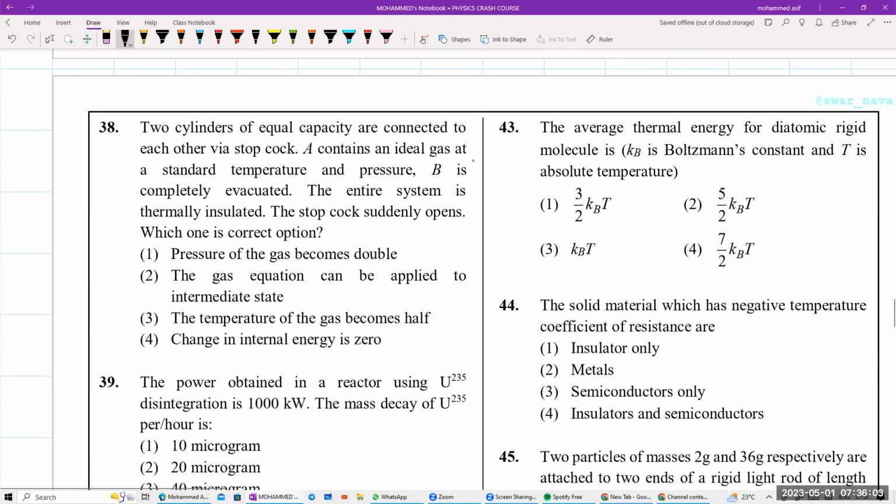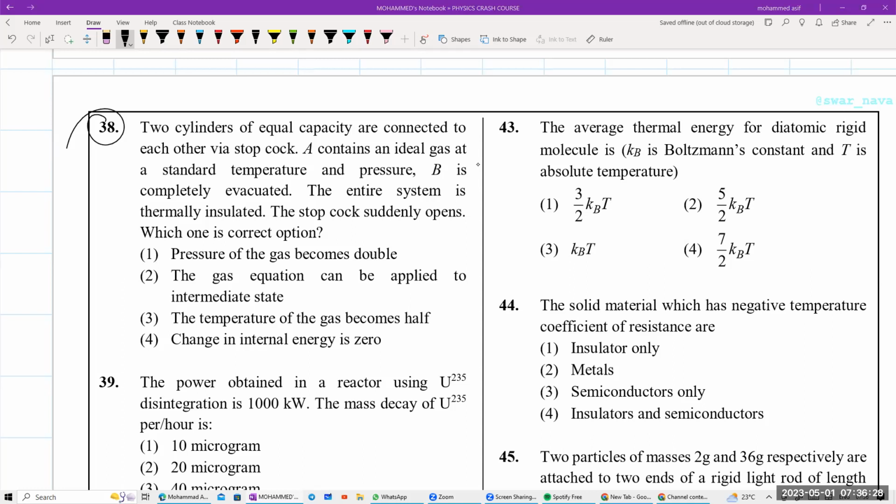चलिए. 38. ये बड़ा important question है देखिए. 2 cylinders of equal capacities are connected to each other by a stop clock. A contains an ideal gas at standard temperature and pressure. B is completely evacuated. The entire system is thermally insulated. The stop clock suddenly opens. Which one of the following is correct? मैंने already एक से दो बार पढ़ाया था इसको. ये आप लोग एक बार कर लीजिए बेटा.